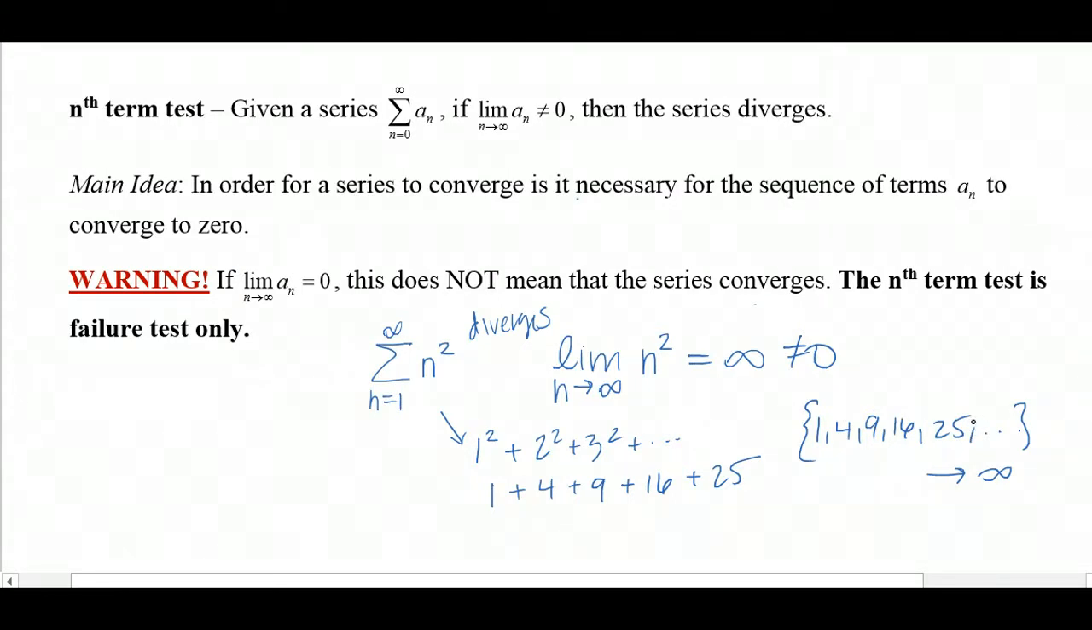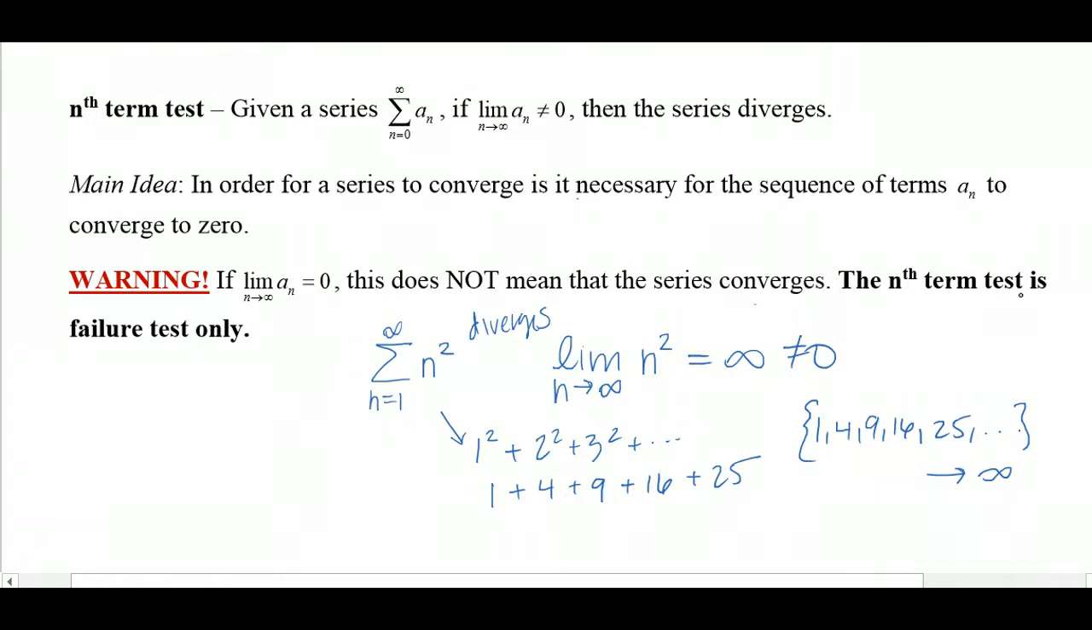That's what the nth term test says. In order for the sum, adding up infinitely many terms, to even have a shot at adding to a finite number, the numbers better be getting smaller and smaller, in fact, going to 0. So they can't converge to any other number but 0, the sequence of terms that we're trying to add together. So the biggest warning here is that if the limit as n approaches infinity of a sub n does equal 0, that does not mean that the series converges. It just means it has a chance at converging.